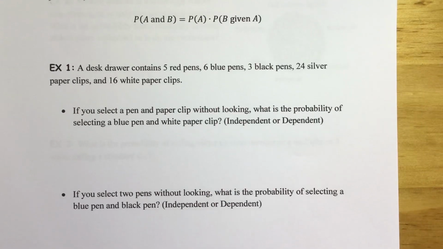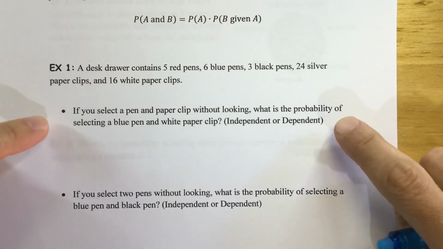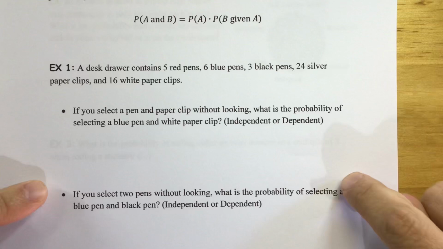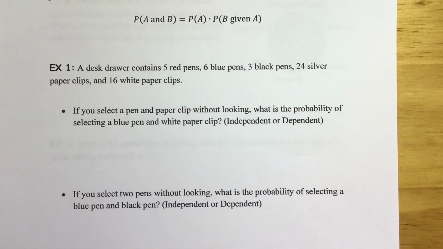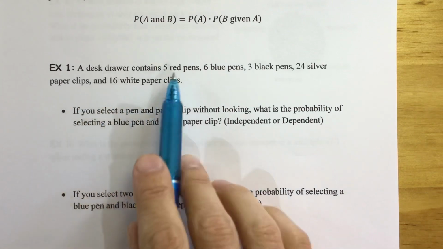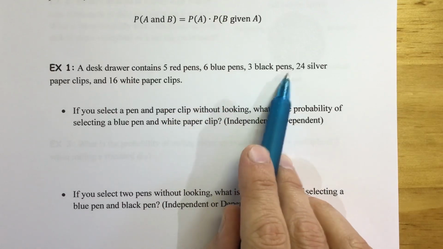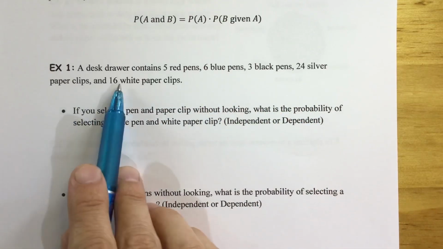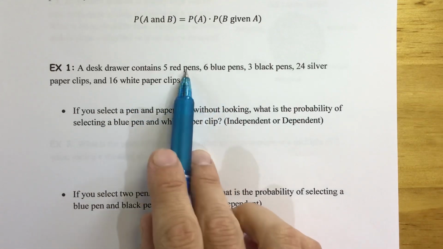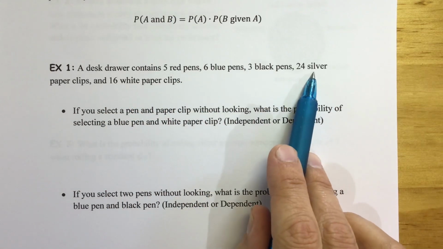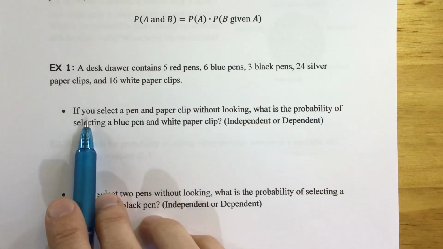So for example number 1, we're going to do 2 different problems, and one of the problems is going to be an independent problem and the other one is going to be dependent. I think using the same context is a good way to do this, because you get to see how they are actually different from each other. What we have is a desk drawer that has 5 red pens, 6 blue pens, 3 black pens. Then it has 24 silver paper clips and 16 white paper clips. So we've got pens, but we've also got paper clips.